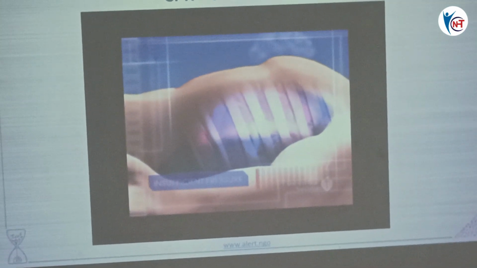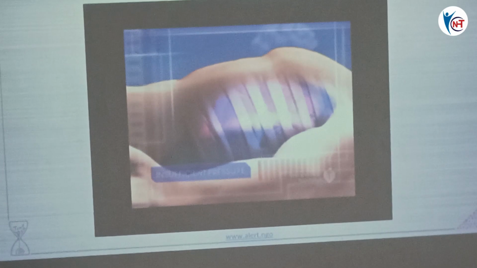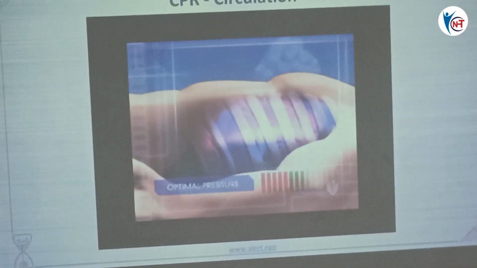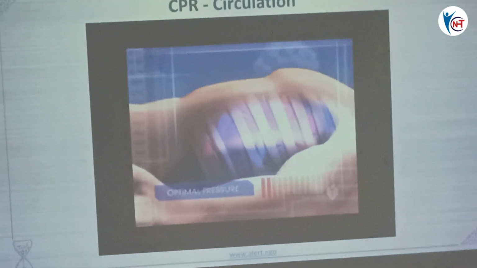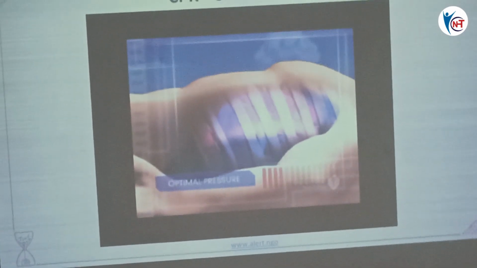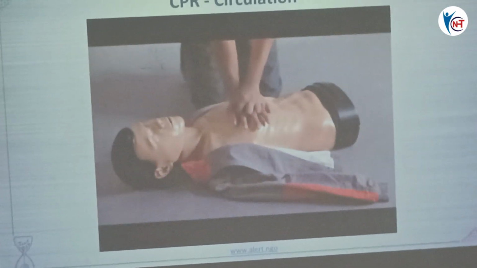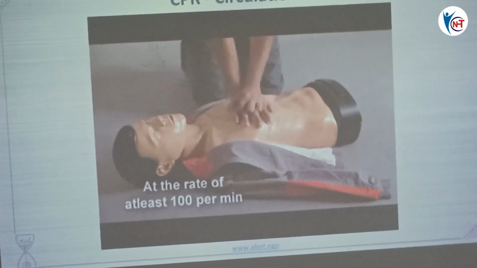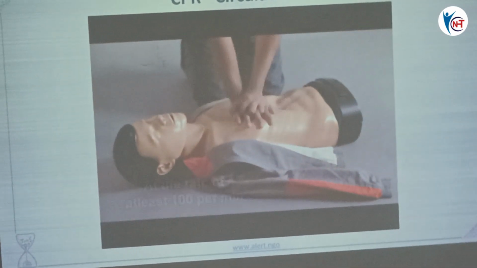When you compress 1 inch, it will go only to the heart bone level. When you go for 2 inches, then the bone will bend and put pressure on the heart muscle. Then oxygenated blood will come out. Compress, release, at a speed of about 100 per minute.